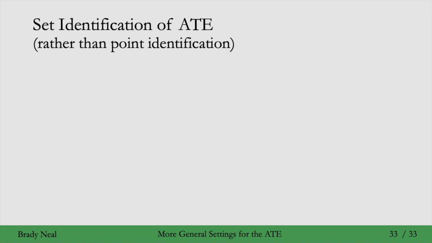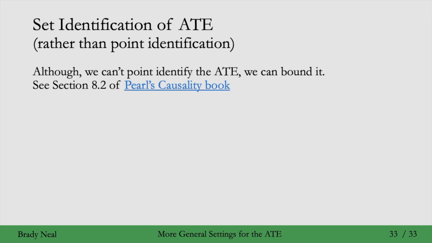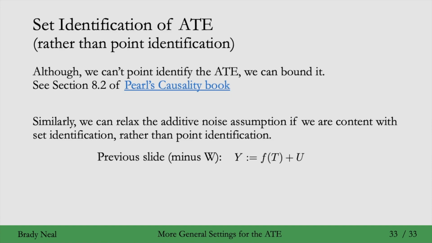Another option is to give up on point estimation of the average treatment effect using instruments, and instead try to do set identification. In other words, get an upper and lower bound for the average treatment effect. One of the main resources to check out for that is section 8.2 of Pearl's causality book. And giving up on point identification and focusing more on set identification can allow us to relax, for example, the additive noise assumption that we saw on the previous slide.